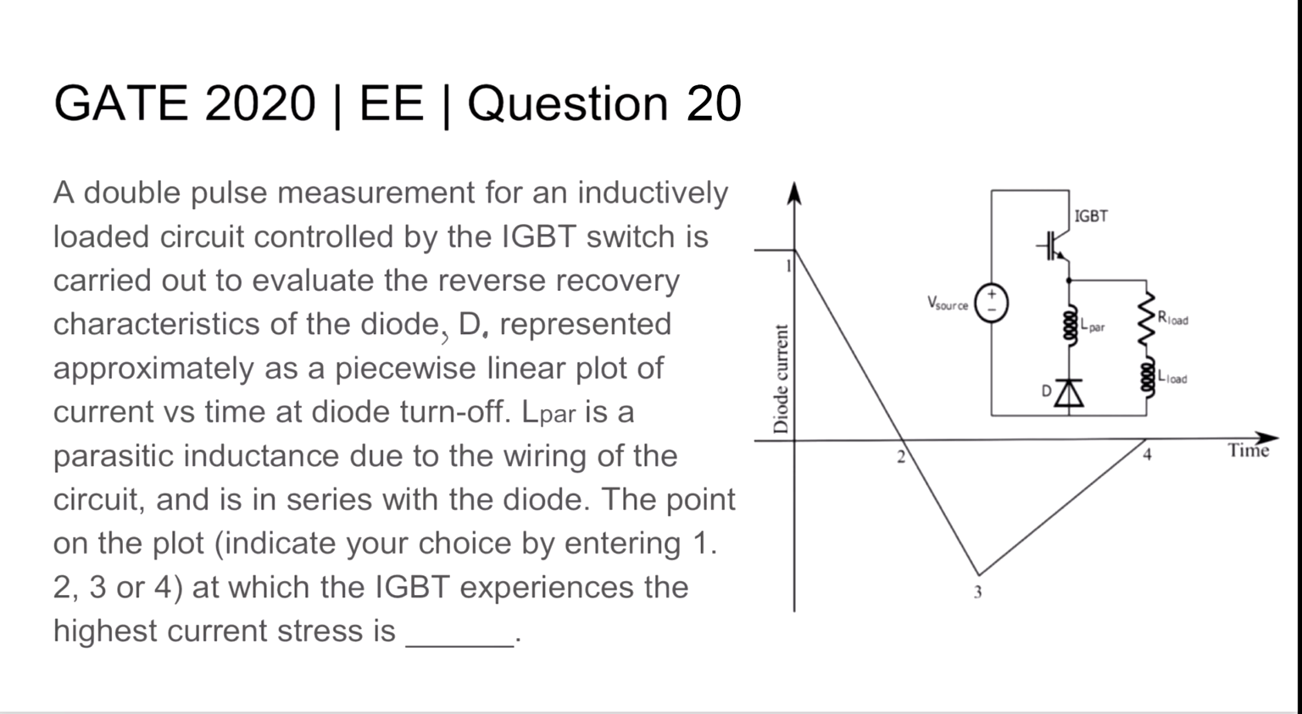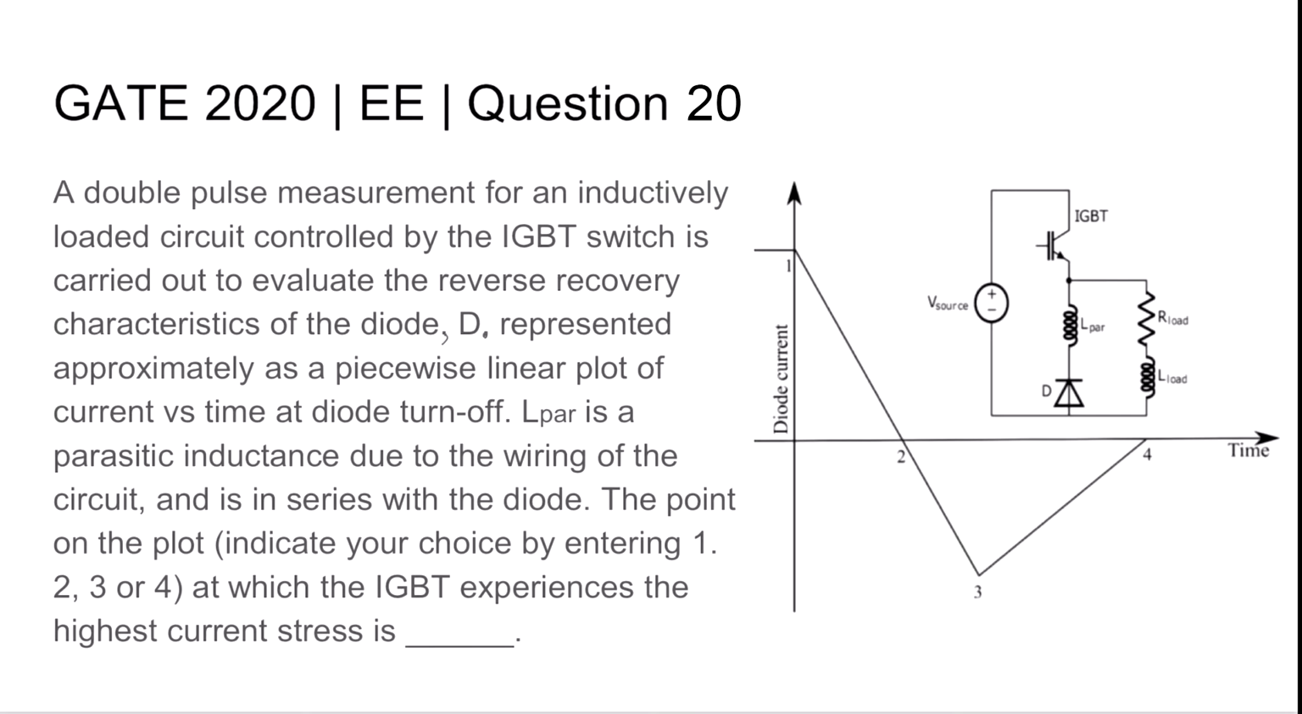A double pulse measurement for an inductively loaded circuit controlled by the IGBT switch is carried out to evaluate the reverse recovery characteristics of the diode D, represented approximately as a piecewise linear plot of current versus time at diode turnoff.